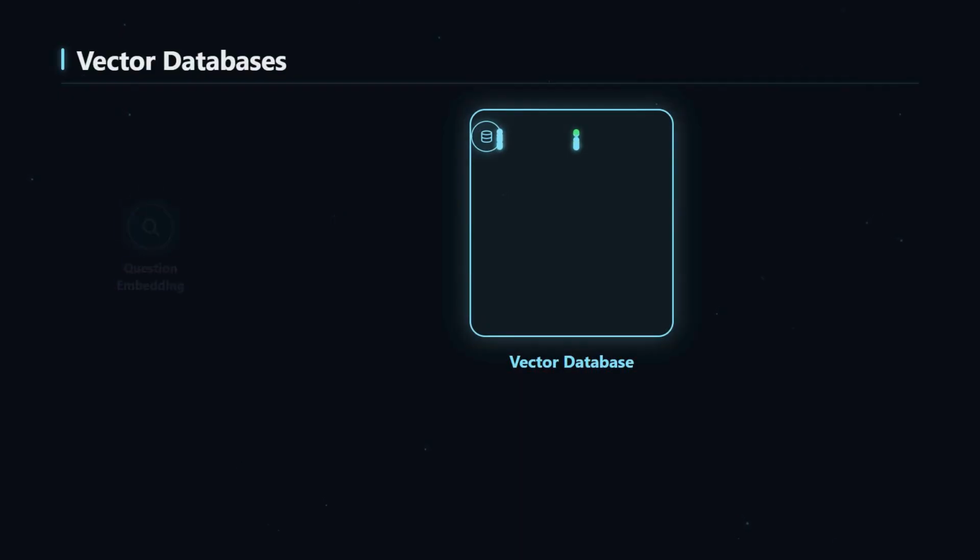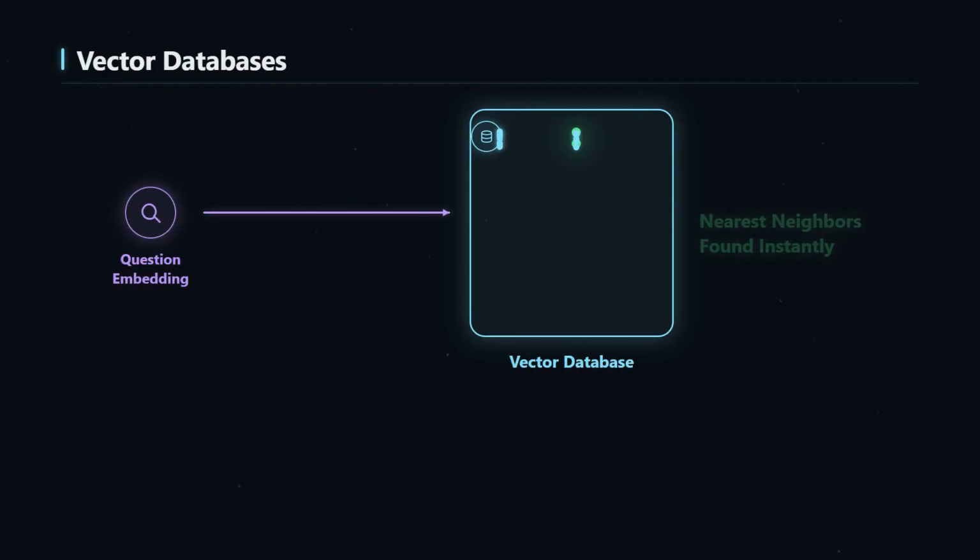All of these chunk embeddings, potentially millions of them, are stored in a specialized vector database. When a question comes in, it is embedded too, and the database instantly finds the chunks whose vectors sit closest to it in that meaning space.